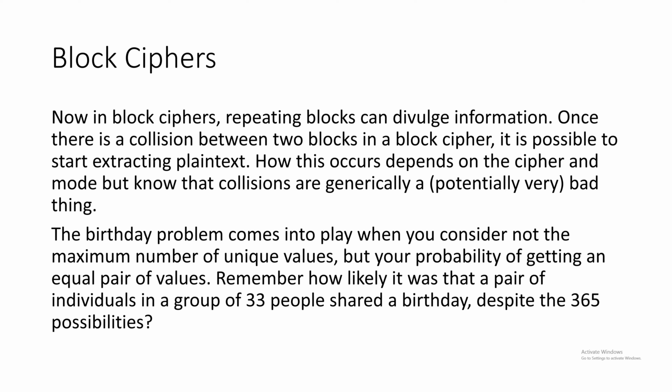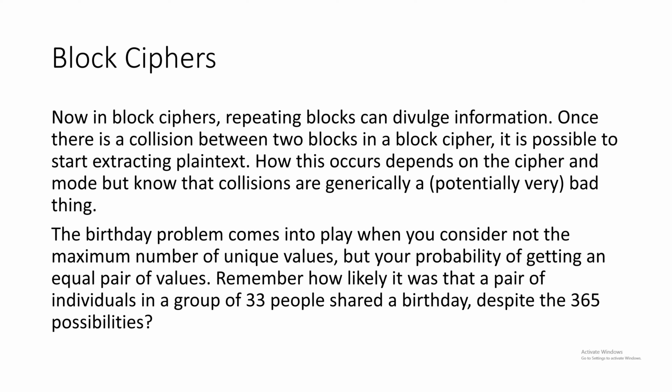So now understand that in block ciphers, repeating blocks can divulge information. A collision in a hash and in a block cipher means the same thing, but it has different implications. It is essentially that you have a repeat of an already generated block or already generated hash. It is possible to start extracting plain text once you get that collision in block ciphers. How this occurs depends on the cipher and the mode, but just know for now that collisions are generically a potentially very bad thing, and we can go over another time how you can extract information from that and how it degrades the security of the cipher and all that kind of stuff.